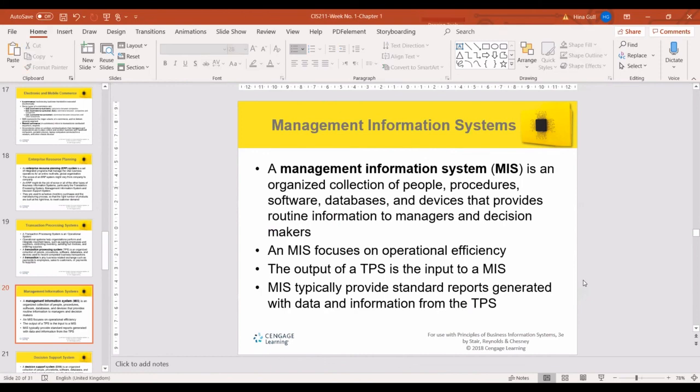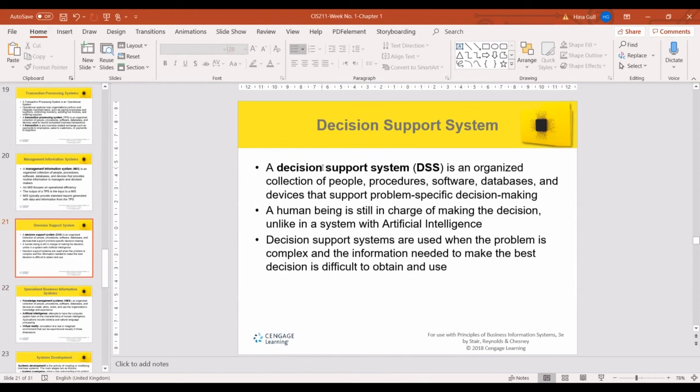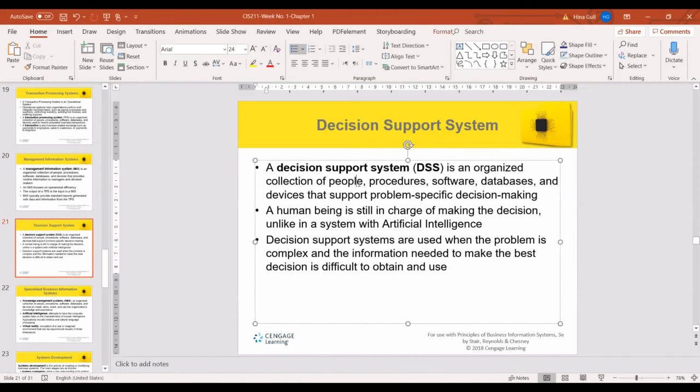Is that clear? Yes. So we already discussed the decision support system as well. It is an organized collection of people, procedures, and so on. Every system has these things. You should memorize this: people, procedures, software, databases, and devices. Every system will have this. It supports problem-specific decision making.